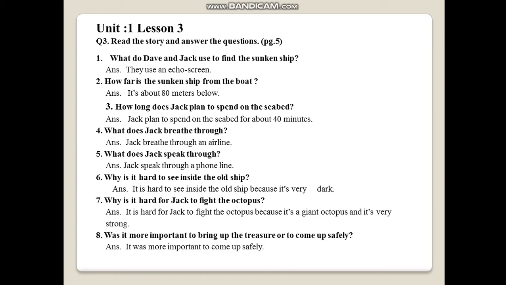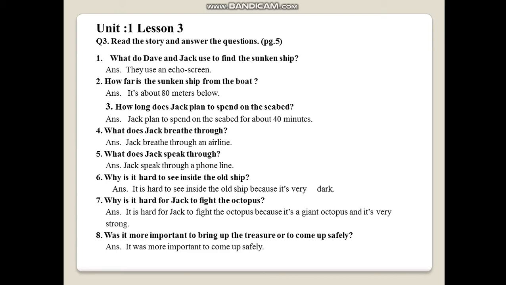What do Dave and Jack use to find the sunken ship? They use an echo screen. Question number 2: how far is the sunken ship from the boat? You already knew this answer. It's about 80 meters below. How long does Jack plan to spend on the seabed? Jack planned to spend about 40 minutes on the seabed. Then, what does Jack breathe through? Jack breathes through an airline.